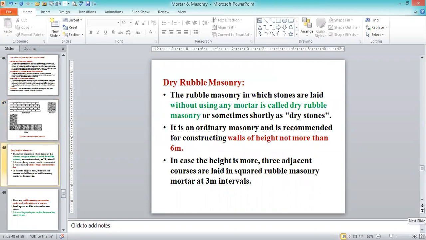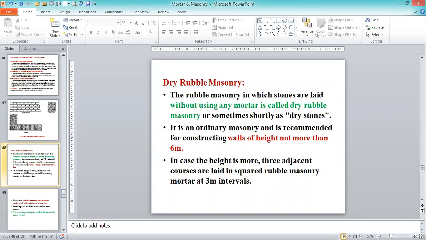Rubble masonry, the last type: dry rubble masonry. Here we are not going to be using mortar. In the previous cases, the square rubble masonry and the random rubble masonry (RRM), we were using mortar for filling up the joints. But here, the one characteristic of dry rubble masonry is that.